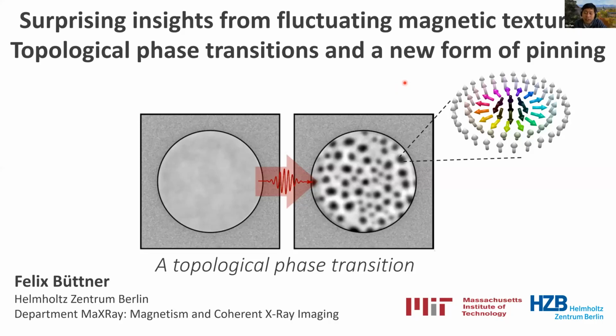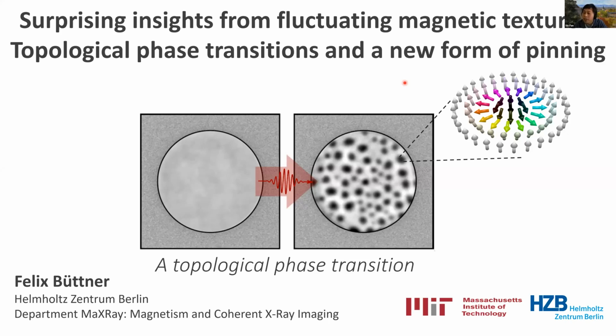It is my great pleasure to introduce today's speaker, Dr. Felix Büttner. Felix received his PhD in 2013 from University of Mainz, where he worked under the joint supervision of Professors Matthias Kläui and Stefan Eisebitt. His topic was the time-resolved imaging of the gyrotropic motion of a room temperature skyrmion. After a short period in industry, he then joined the group of Professor Geoffrey Beach at MIT.